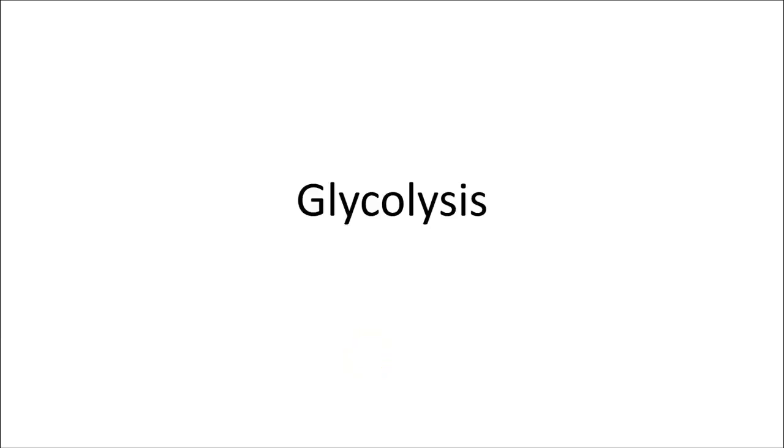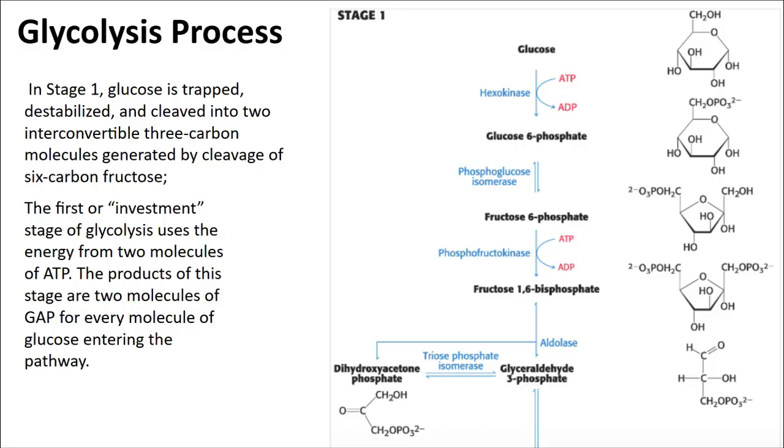Hello class. For this lecture, we will be talking about glycolysis. The glycolysis process is set up in two different stages. The first stage is glucose is trapped and destabilized and cleaved into two interconvertible 3-carbon molecules generated by cleavage of 6-carbon fructose.